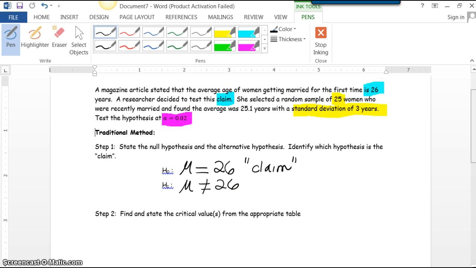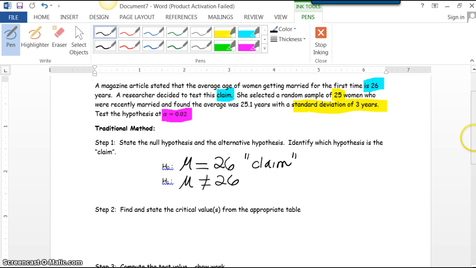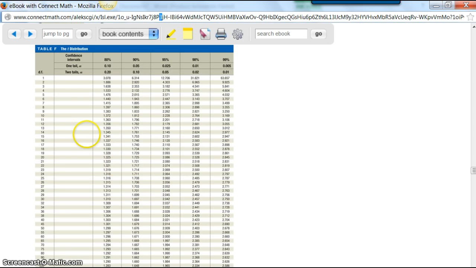The critical values are going to be found on the t-table, and again, that's because this standard deviation appears to be a sample standard deviation rather than a population one. If it was population, we'd use the z-table, but we're going to use the t-table. Let me bring up the t-table. On the t-table, the degrees of freedom that are down the left-hand side are one less than your sample size. So we would go to 24 because our sample size is 25. So we're looking on line 24.